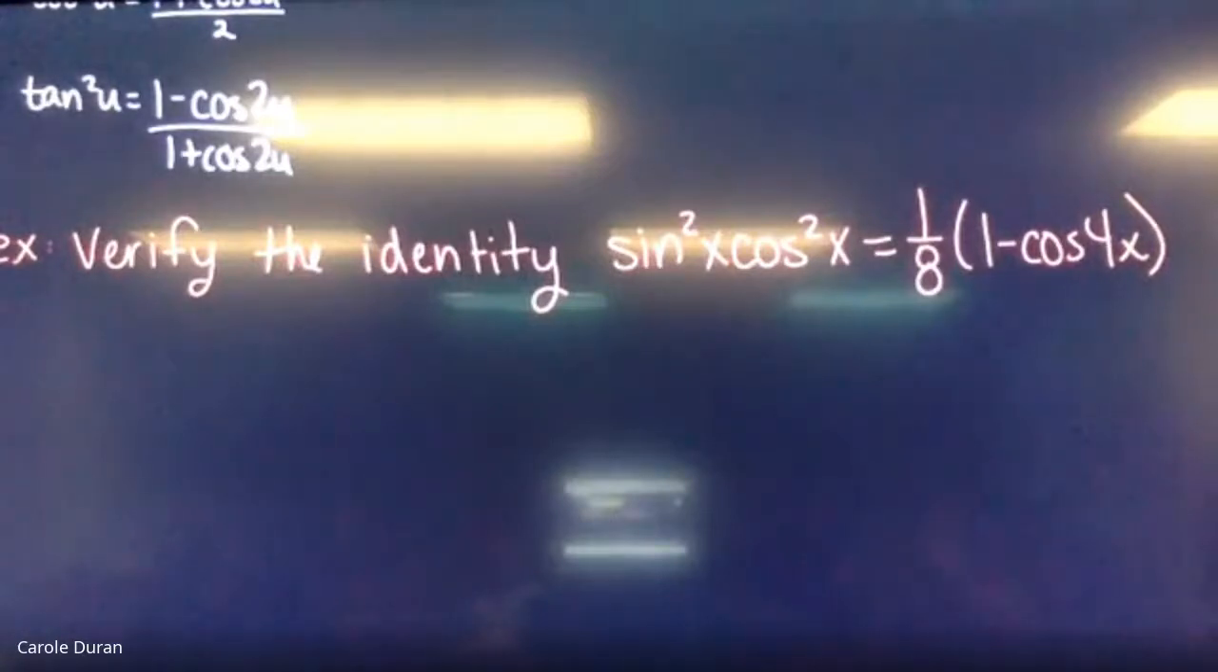Okay, so in order to verify this identity, we are going to work solely with the left-hand side of the equal sign, and then we're going to keep simplifying it until we get it to match what's happening on the right-hand side of the equal sign. That's how I know I'm finished, just like the previous identity proofs. So as I'm looking at sine squared x, cosine squared x on the left-hand side, who has an idea of how we're going to start this?